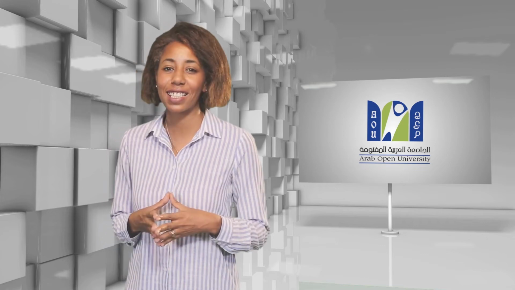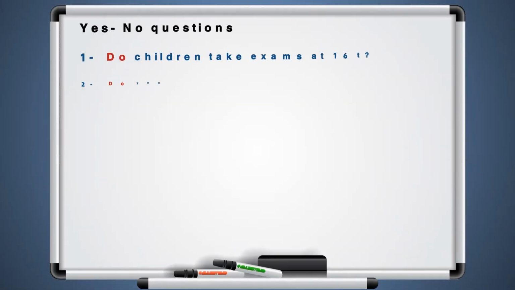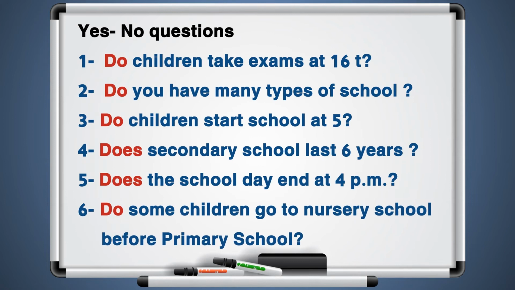Now, let's see questions on the same previous sentences that we negated. Yes or no questions. Do children take exams at 16? Do you have many types of school? Do children start school at 5? Does secondary school last for 6 years? Does the school day end at 4 p.m.? Do some children go to nursery before primary school?